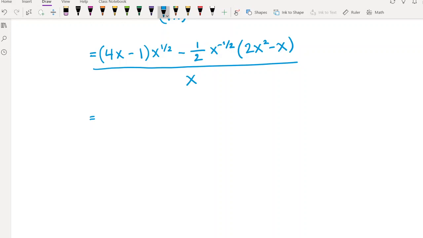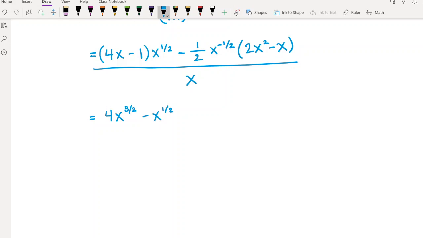Okay, so let's go through this. We have 4x times x to the 1/2. Altogether, that's going to give us 4x to the 3/2, right? Because x is the same as x to the 1, and you add the exponents when you multiply together. So 1 plus 1/2 gives us 3/2. And then we have minus x to the 1/2.